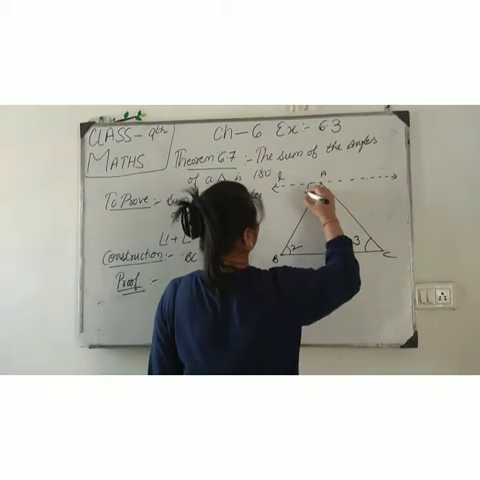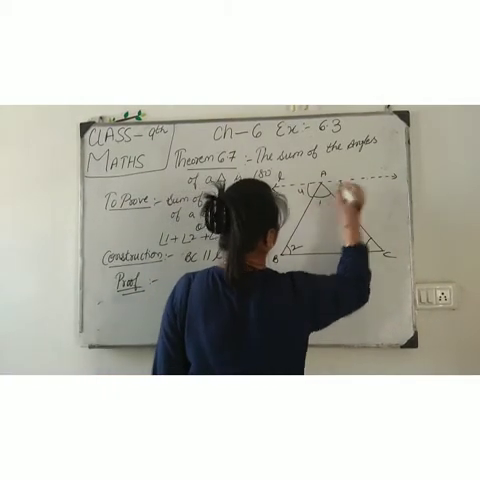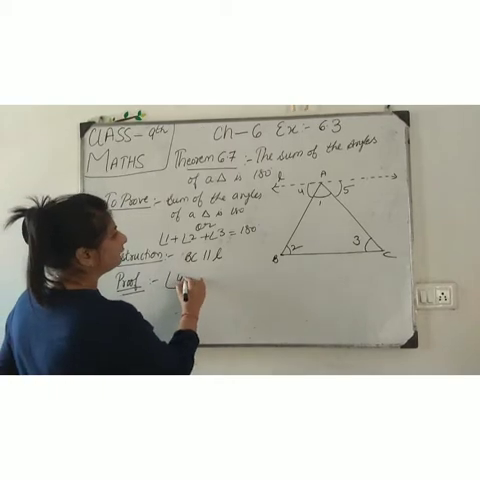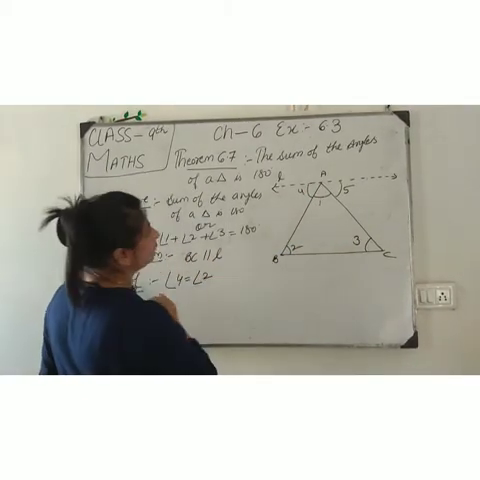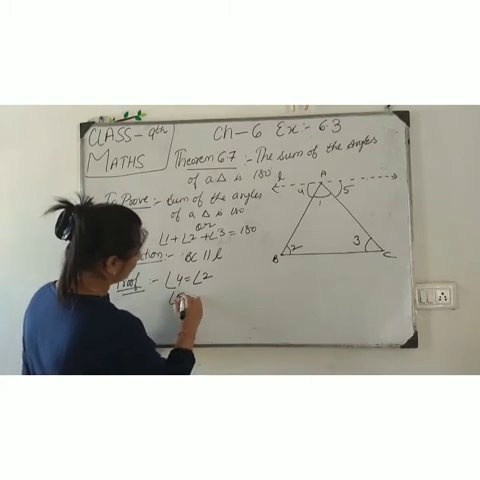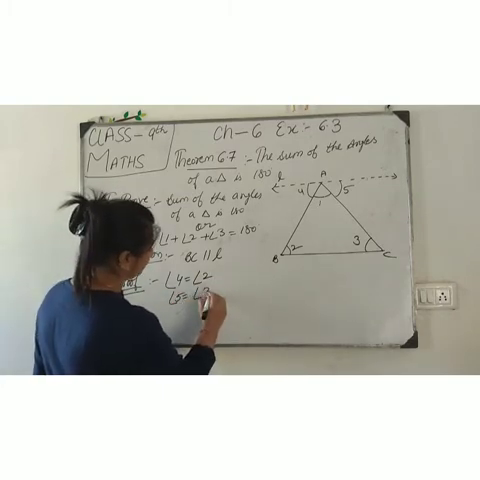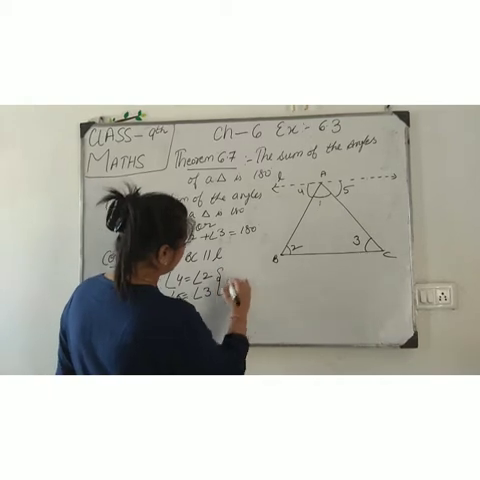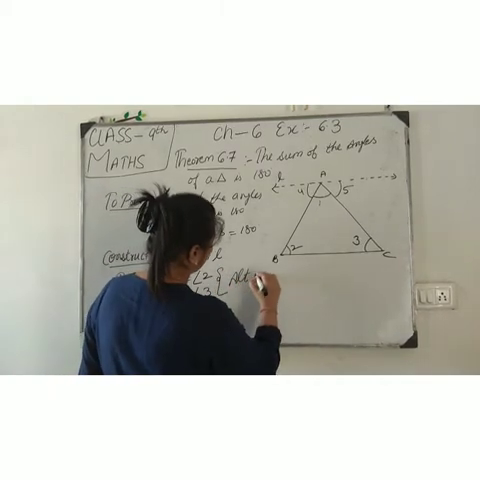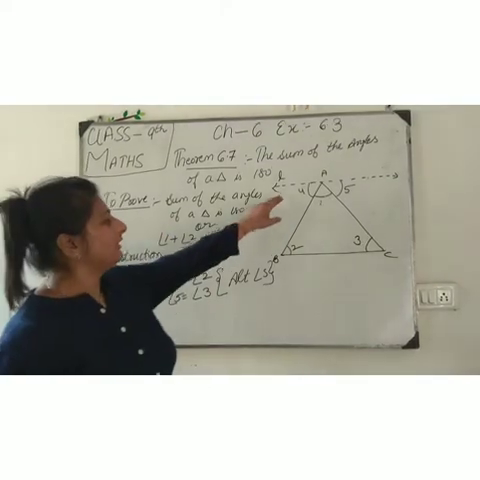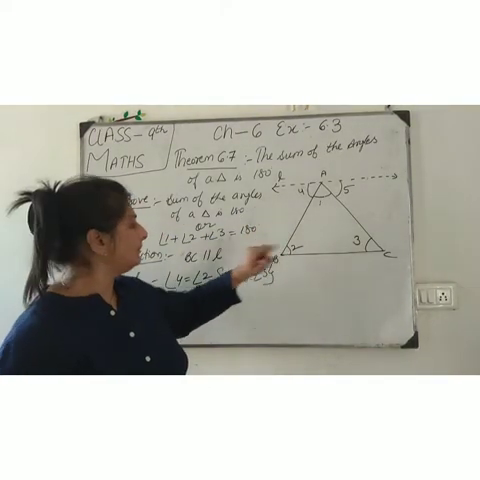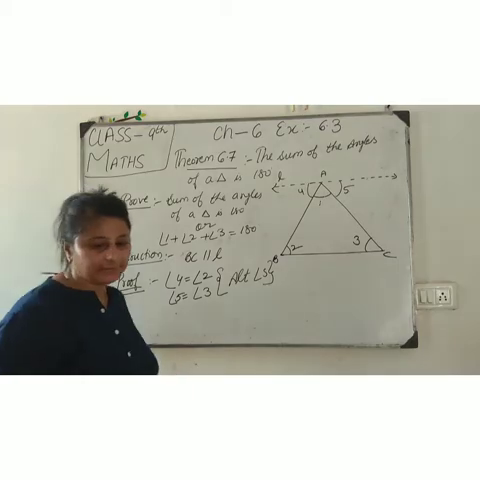Give them names here, 4 and 5. Angle 4 equal to angle 2. Angle 5 equal to angle 3. Reason: alternate angles. And we already discussed alternate angles are always made on parallel lines. Now is it clear till here?